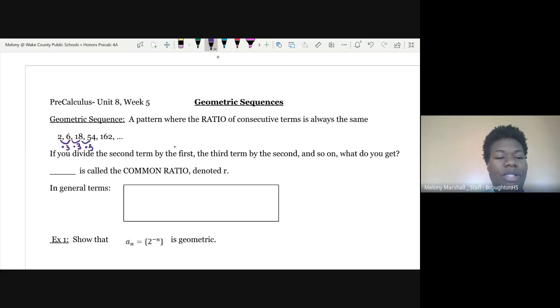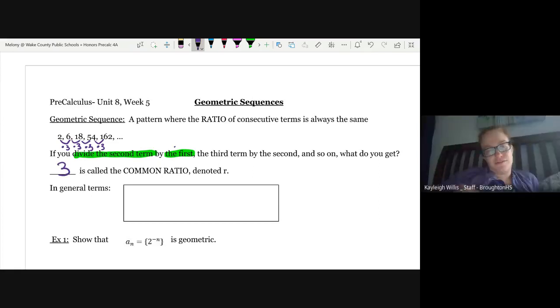18 times 3 is 54. 54 times 3. Yes, all of those multiply by 3. So just seeing that 2 to 6 is times 3, I was able to multiply to figure out what happened. But you could also divide to figure out what happened. If you divide the second term by the first term, and the third term by the second, and the fourth by the third, and so on, you end up getting 3 as the common ratio.